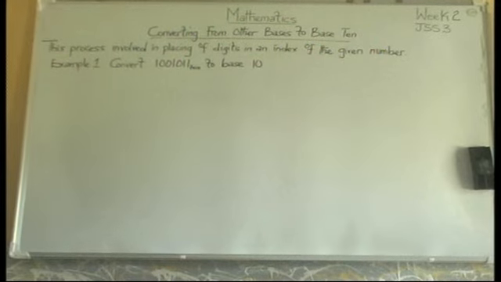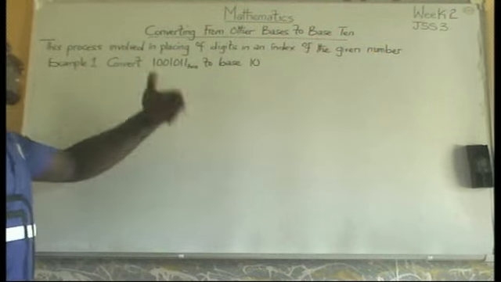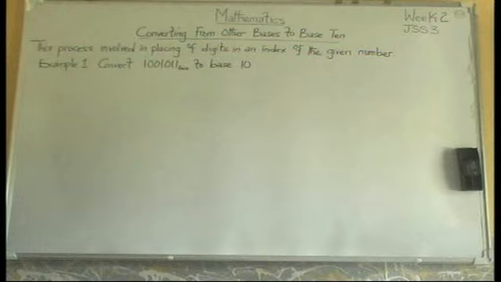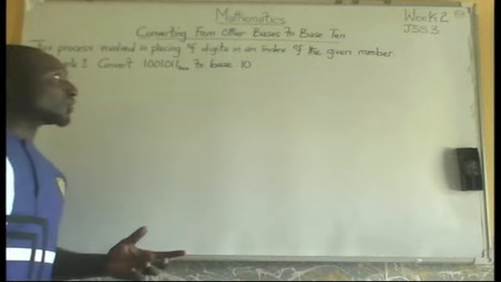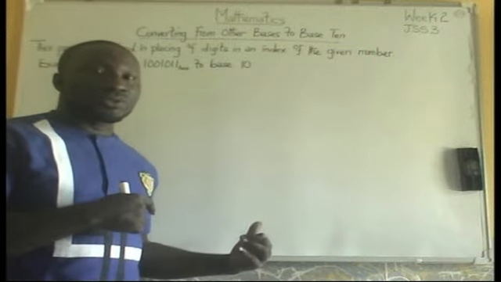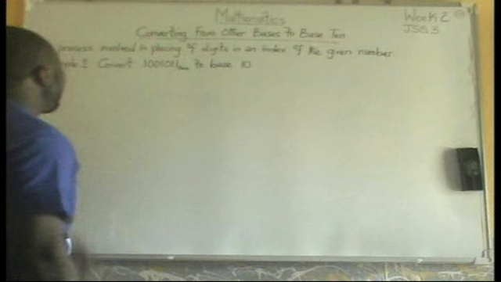Converting from other bases to base 10. Now, how can you convert from other bases to base 10? This process involves placing the digits at their index in the given number, as we did in the previous heading on expansion. Now it's still the same way.